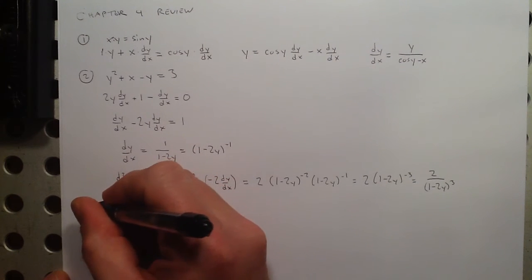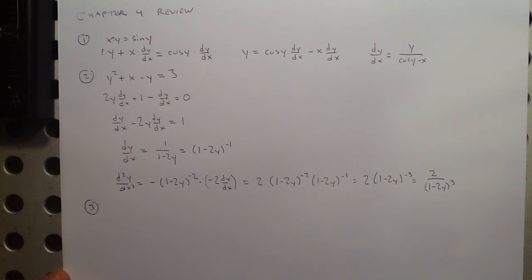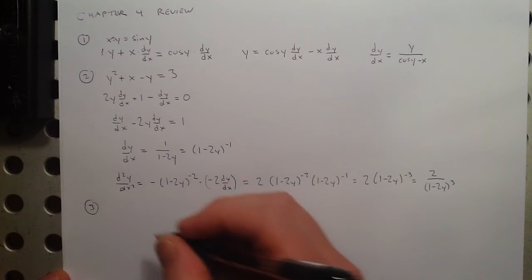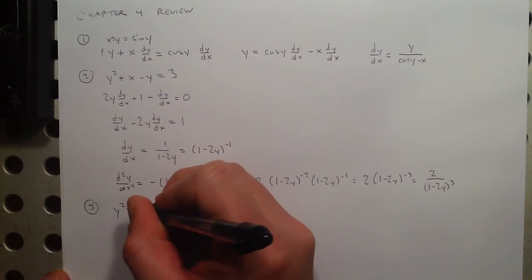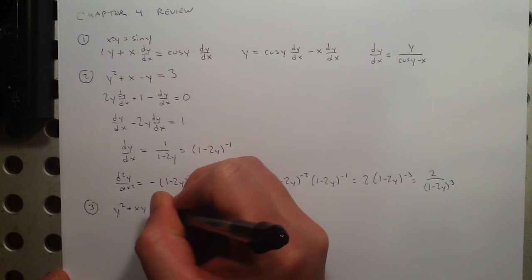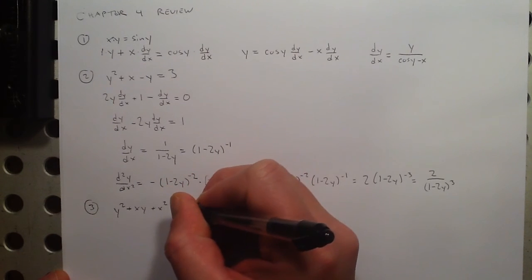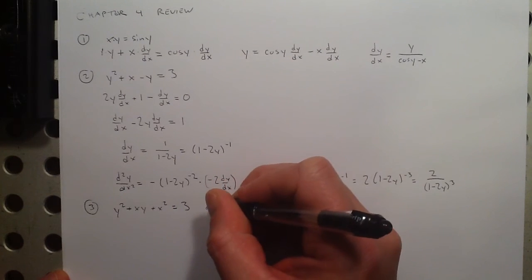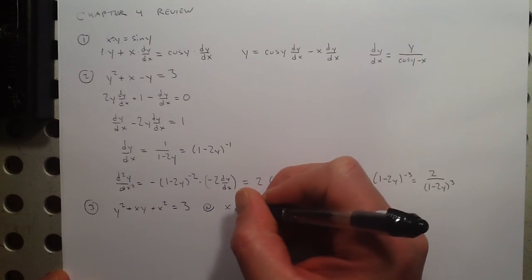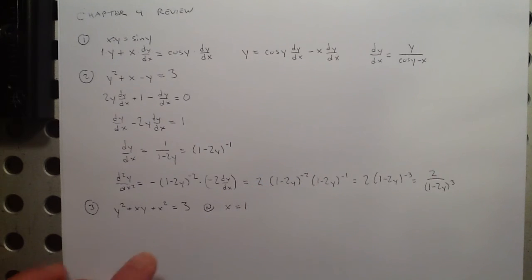Number 3. We're supposed to find both tangent lines to the curve y squared plus xy plus x squared is equal to 3 at the point where x equals 1. Or it could be points where x equals 1, right? Because these implicitly defined curves are usually not functions.